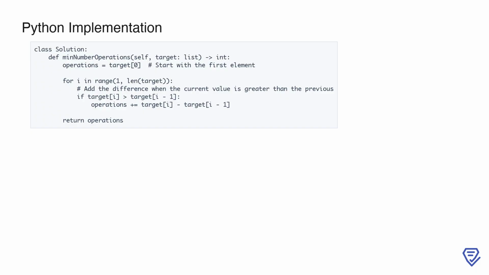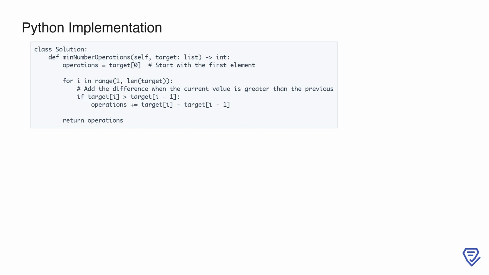2. Iterating through the array. The loop starts from the second element, i equals 1, and goes through the entire array. For each element, if target[i] is greater than the previous element, target[i-1], the difference, target[i] - target[i-1], is added to the operation count. This accounts for the additional increments needed to raise the subarray up to the new value. If target[i] is less than or equal to target[i-1], no new operations are needed because the array already has sufficient increments to match or exceed the current value. 3. Return the operation count. After the loop completes, the total operation count is returned.